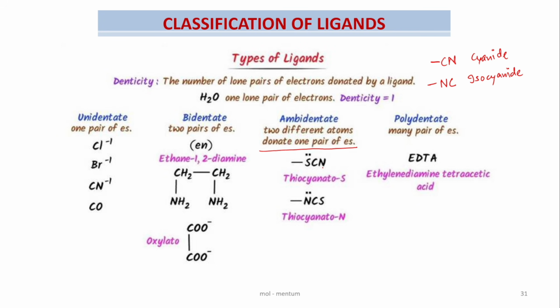Isocyanide. Similarly, we have this SCN. In this case, sulfur is making the bond. So the name is thiocyanato, and with a dash we write S. This S represents that sulfur is making the bond. Now, if this SCN becomes NCS, now nitrogen is making the bond. So instead of thiocyanato S, we will write thiocyanato N.